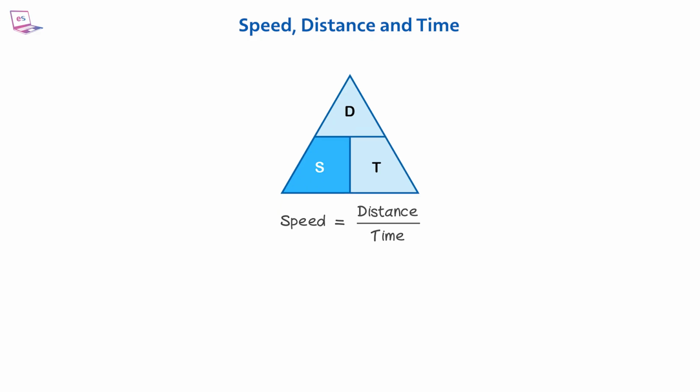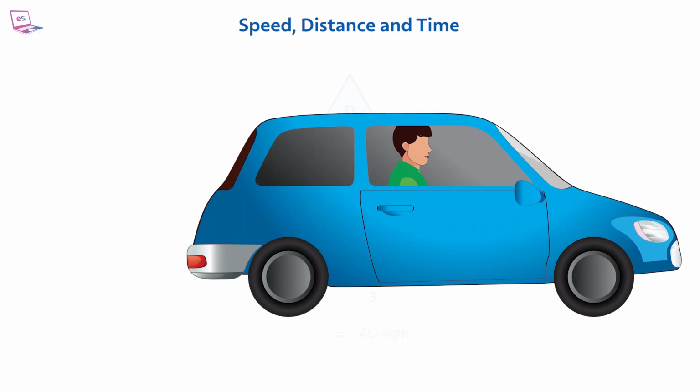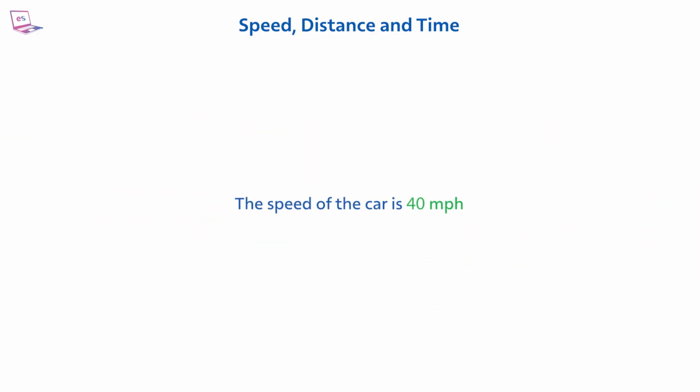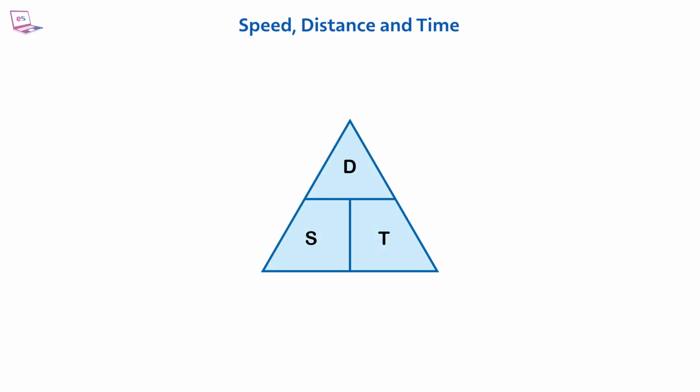Let's substitute the values in the formula. Speed equals 120 divided by 3, equal to 40 miles per hour. The speed of the car is 40 miles per hour. We used the formula triangle to find time and speed. Now, let's look at an example of calculating distance.